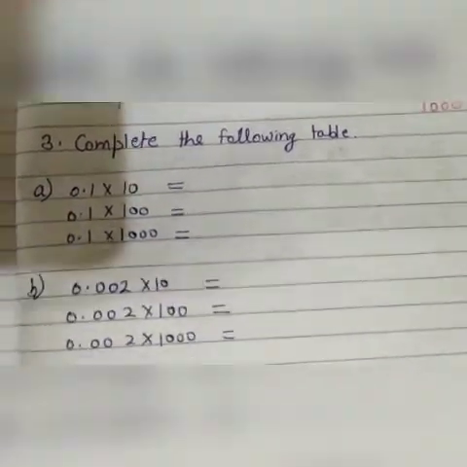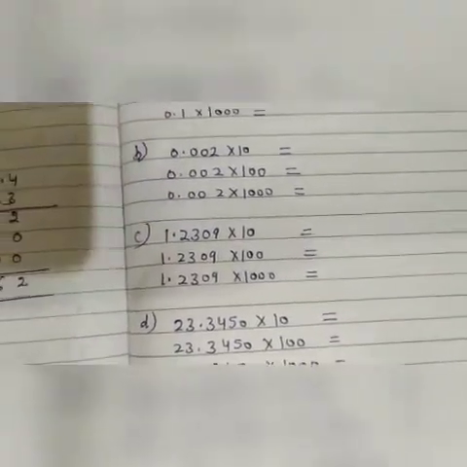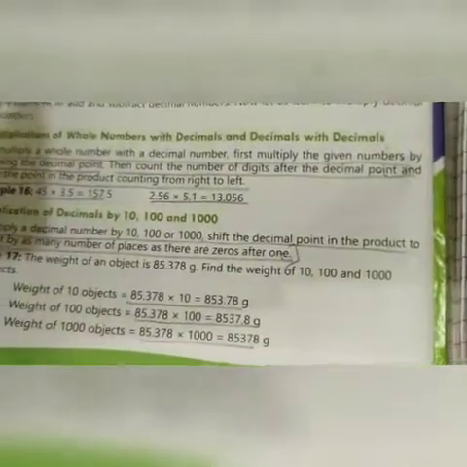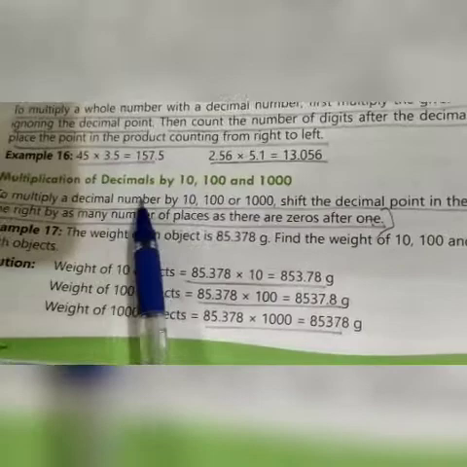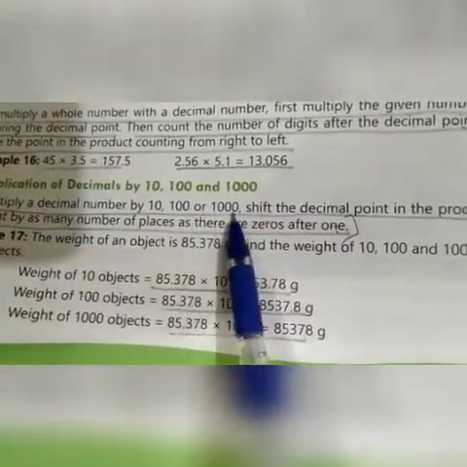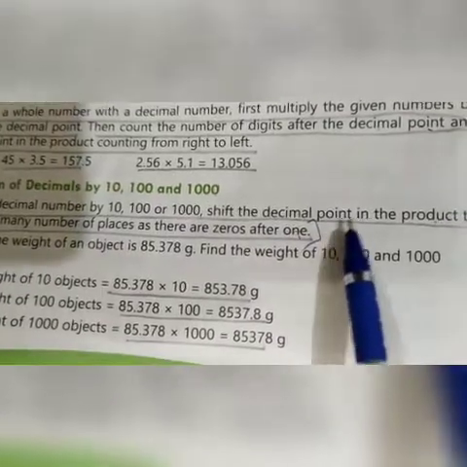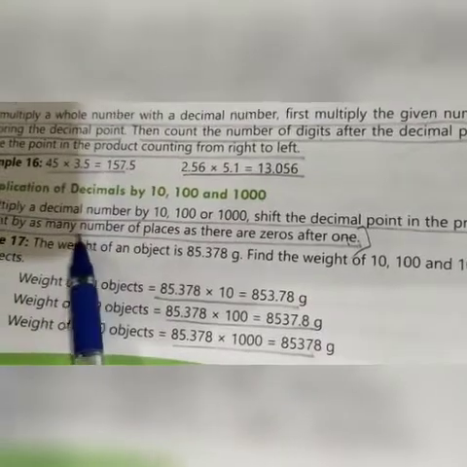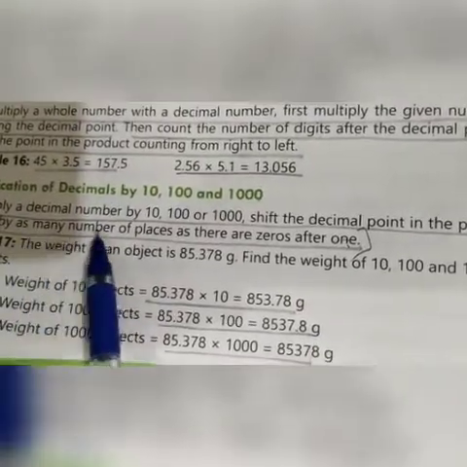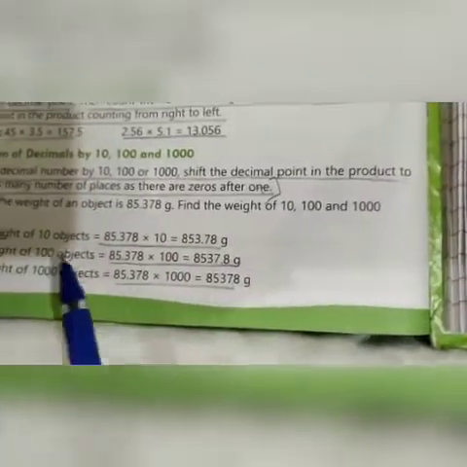See here, we will do it in the notebook in this form. Okay. So students, what is this rule? To multiply a decimal number by 10, 100 or 1000, shift the decimal point in the product to the right by as many places as there are zeros after 1.